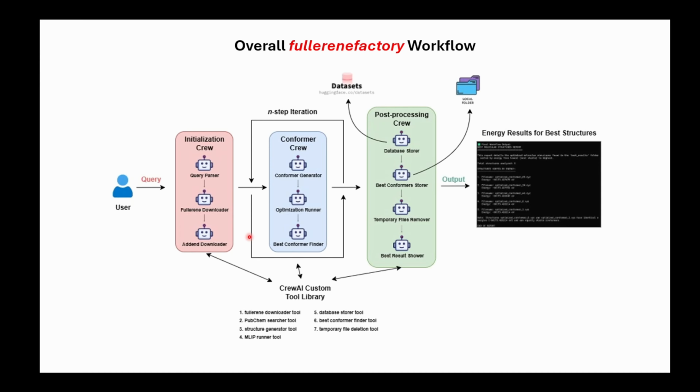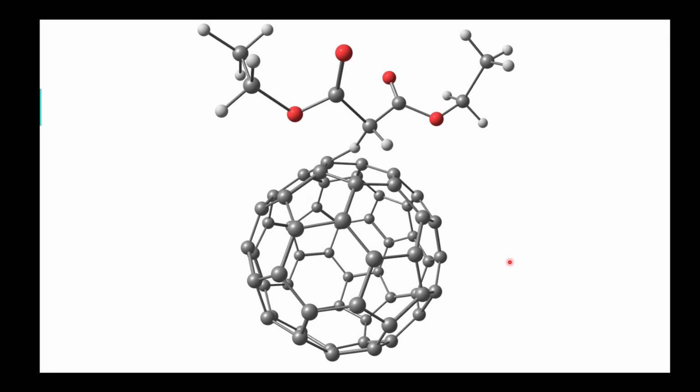Once the structures are downloaded, the workflow enters into the conformer queue. Here the combined structures are generated and optimized to find the best one. Finally, the workflow enters into the post-processing queue, where the structures are stored and the workflow outputs the energy details of the best structures like this. Now I will show one of the generated structures, which can be optimized later on using DFT or something else.